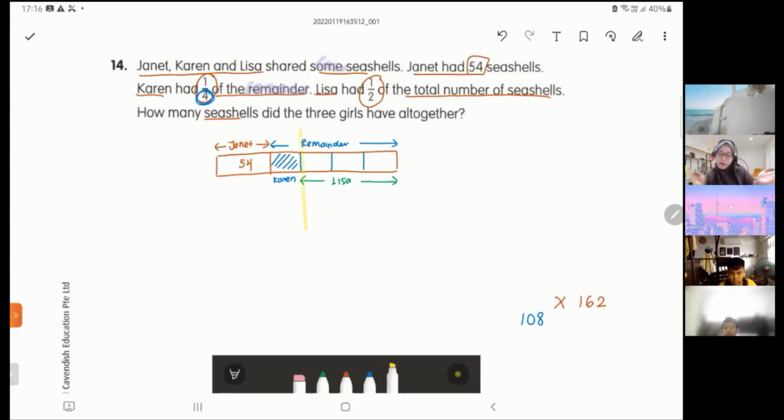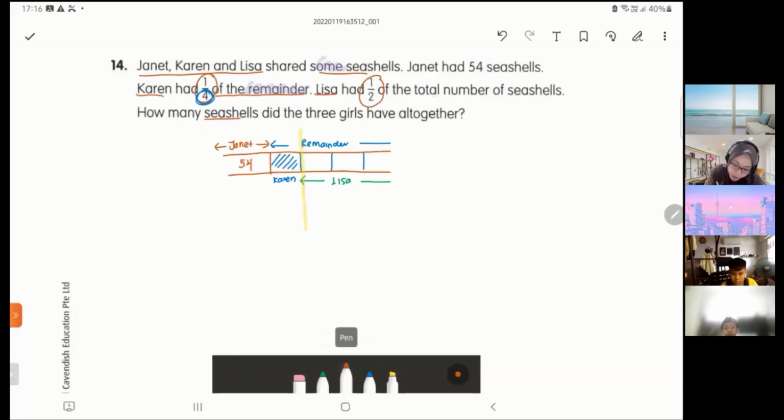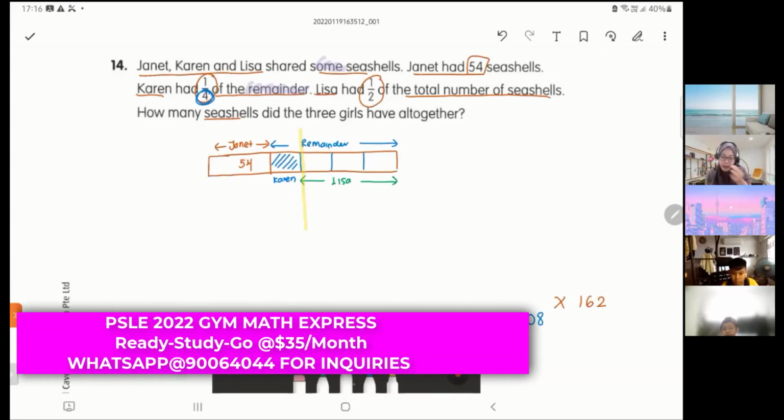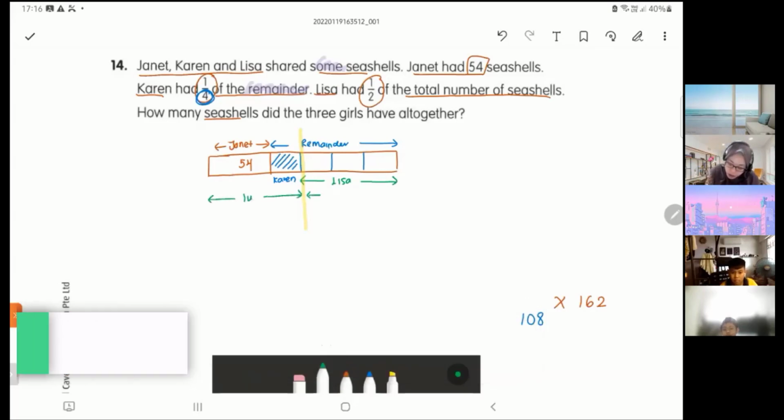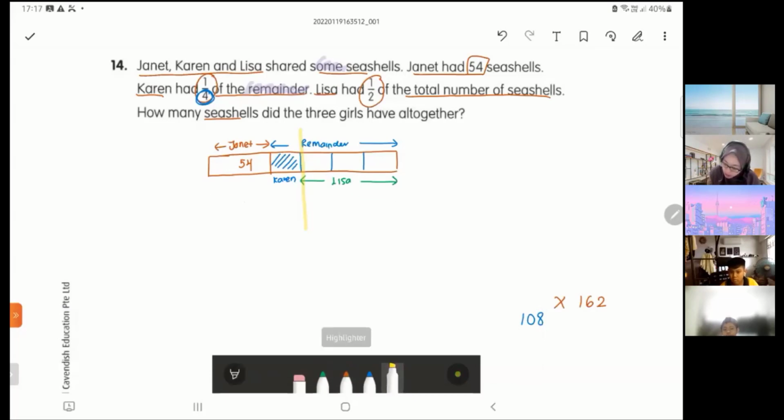Okay, it's supposed to be equal left and right. My model drawing might not be that accurate, but it's supposed to show equal left and right. So let me just extend a bit to show you that it is actually the same. Okay, so you can see that this portion is 1 unit, and then this portion is also 1 unit. Can you see? If not, I draw out for you in green. This is 1 unit. And then this is another 1 unit because Lisa has half the total number of seashells. So Lisa has half. Lisa has this much. 1, 2, 3. That is half. These 3 units is actually half of the total.